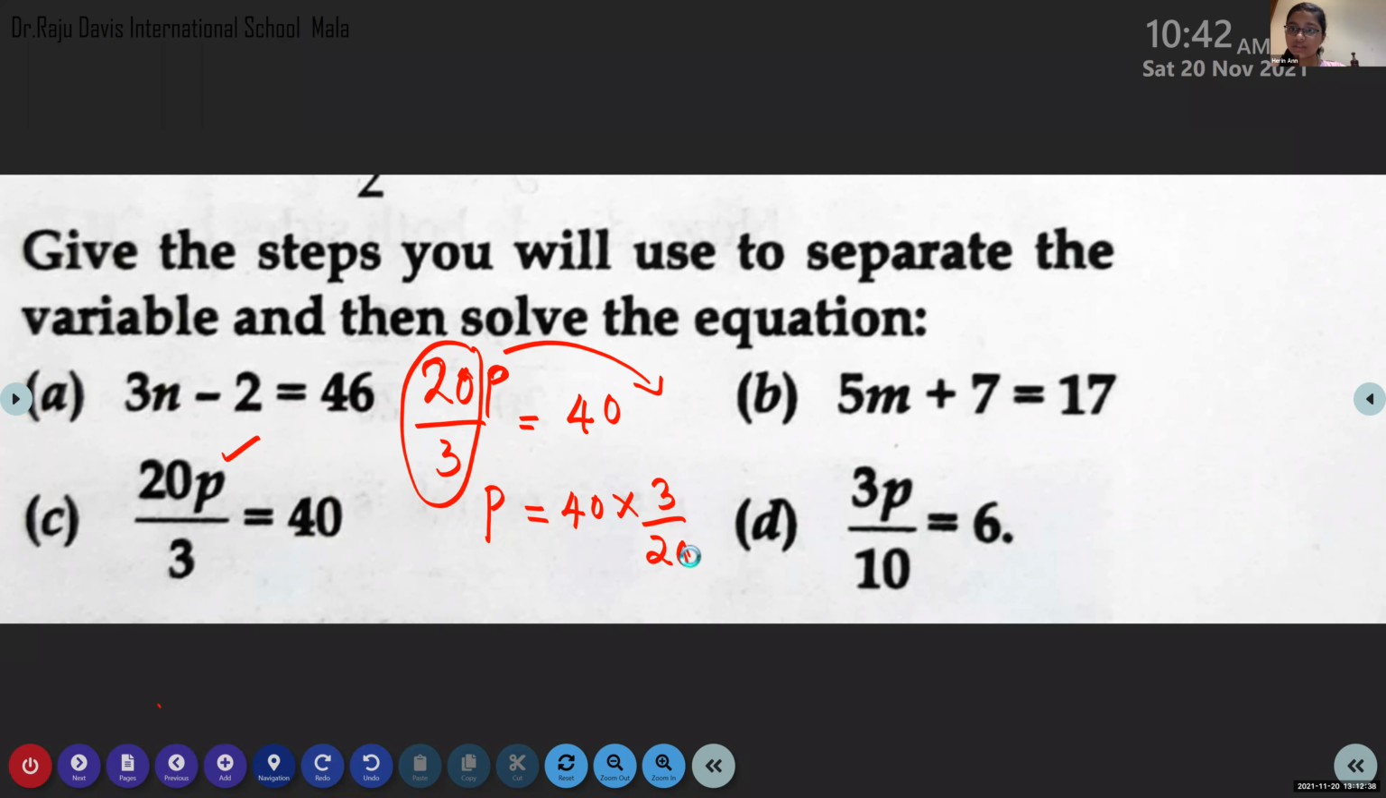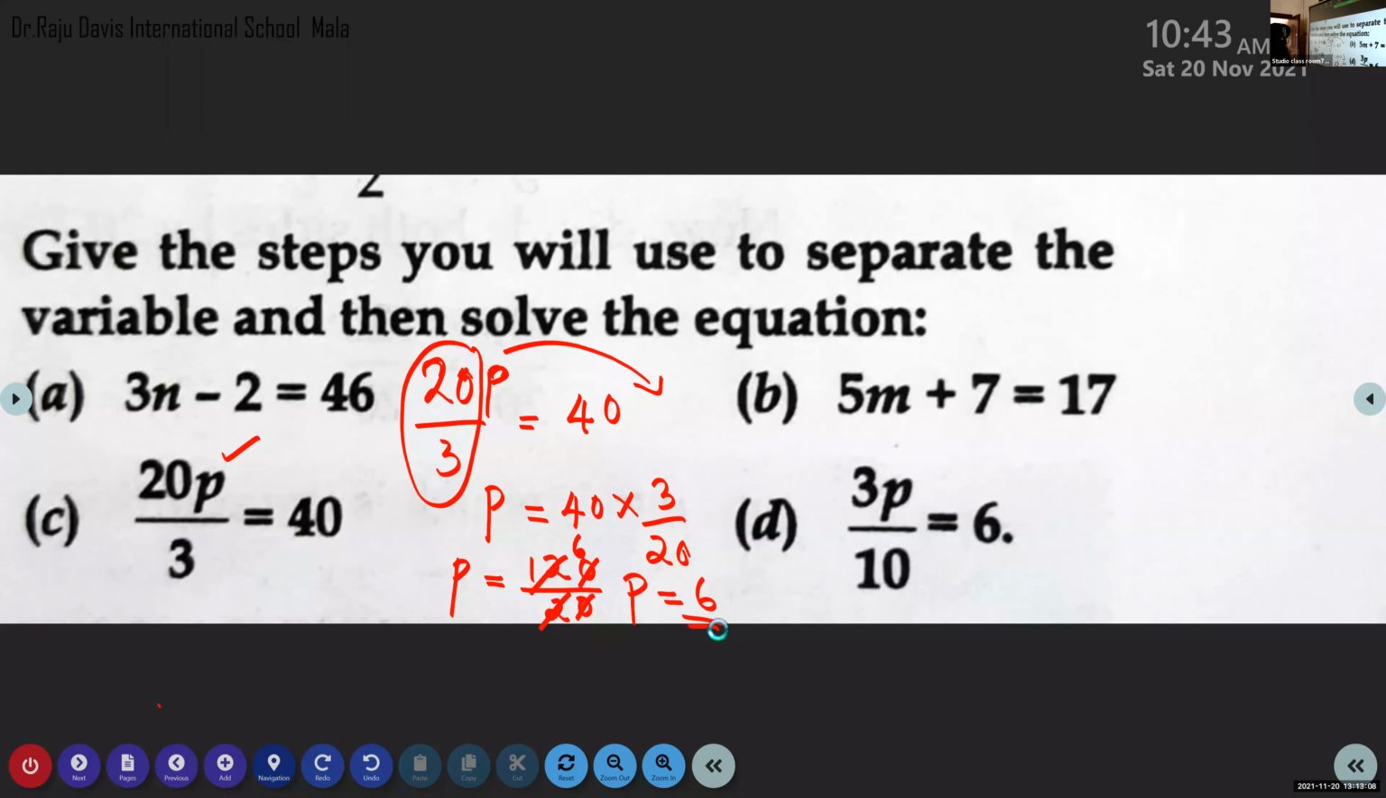60. 40 into 3 is how much? 120. 120 divided by 20. Yeah, ma'am, 60. So you will get what? 6. Not 60. Zeros will get cancelled. So 20 into 2 is 40, 2 into 3 is 6. You will get 6 as the answer. So we got P is equal to 6.